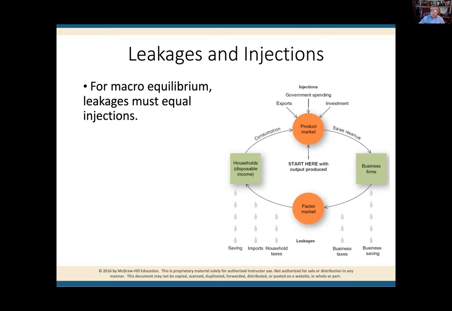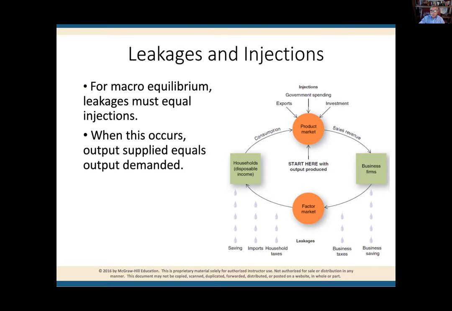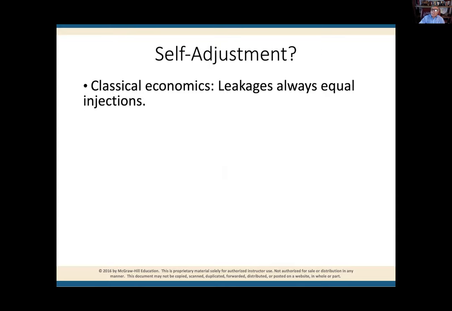So the economy will be in macro equilibrium if injections and leaks are the same. I mean, the ideal would be that this takes place when the economy is at full employment. Right? That's the ideal. That would be heaven. Everything's working wonderfully. The amount of money coming out of the economy is equal to the amount of money coming into the economy. The reality is that that's never happened.